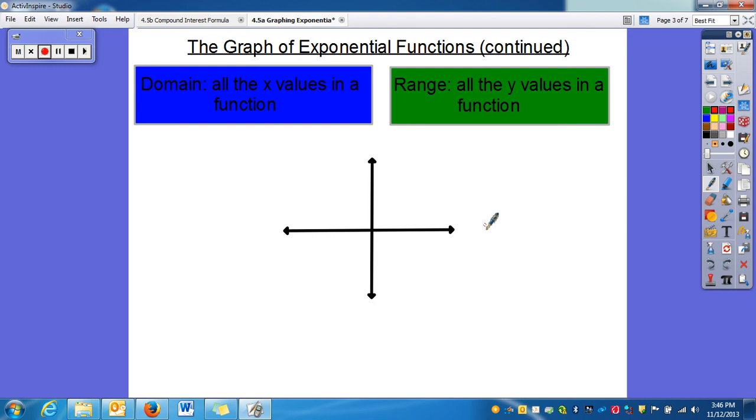Alright, so also in the graph of an exponential function, we have the domain. Domain are all the x values in the function. What can you put into the function? So that is your input. The range are all the y values of the function. So that is your output. And you might recall this from Unit 2 when we talked about functions. You have your in and your out. So let's take a look at an exponential graph. We're going to do a growth, but it's very similar for decay.